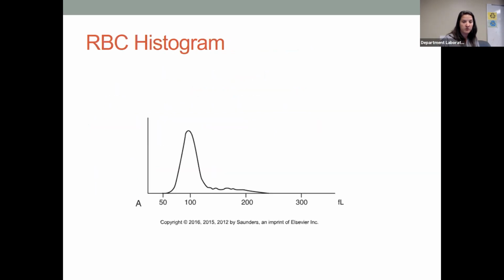I think I have a picture of a histogram. This is your red cell histogram, okay? And notice along the bottom here, it's in femtoliters. So our MCV is measured in femtoliters. And the normal range for our MCV is 80 to 100 femtoliters.